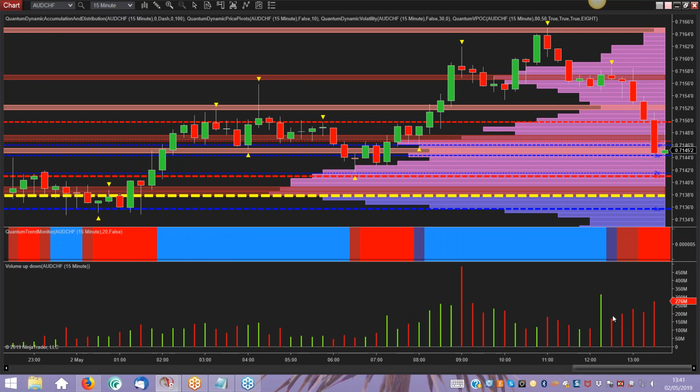We've got falling market and rising volume, which is what we want to see, because that confirms the weakness. Remember, in a rising market, you want to see rising volume. That confirms strength. In a falling market, you want to see rising volume. That confirms strength as well.